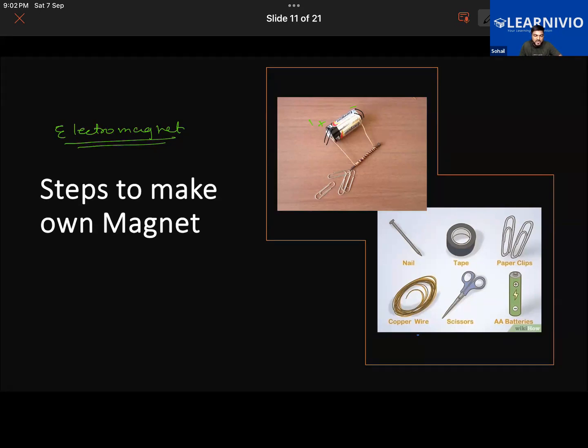Now in this you have to give the topic electromagnet, and just write about the definition of electromagnet. No need to write the steps of this.